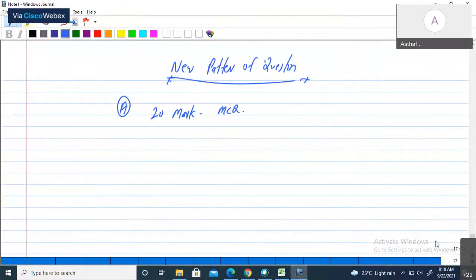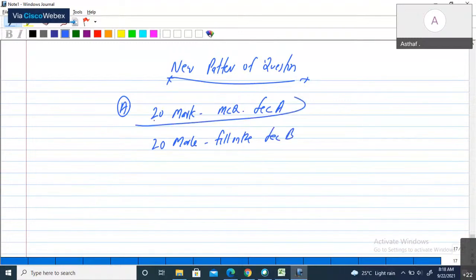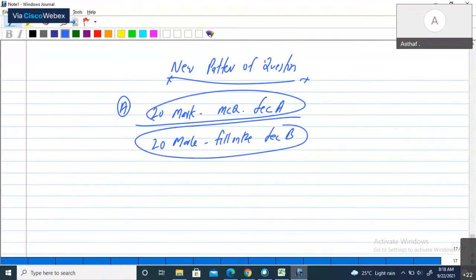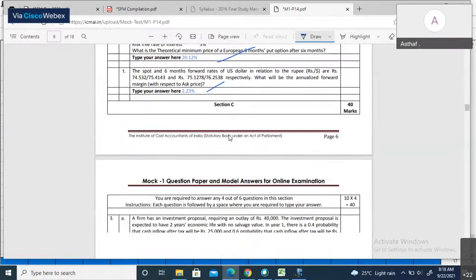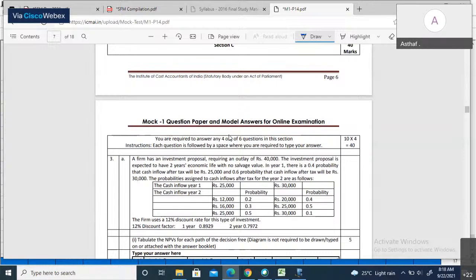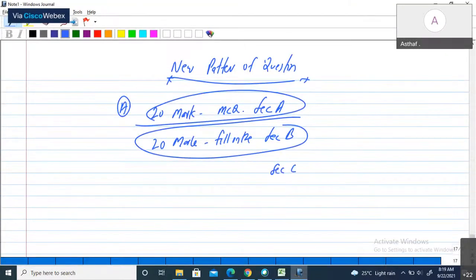We were discussing the exam pattern. So 20 marks and another 20 marks, fill in the blanks in section B. I told you how to approach these two. Now look here. Next is section C. You don't have to write all of section C. You have to write 4 out of 6. That means you have a choice.